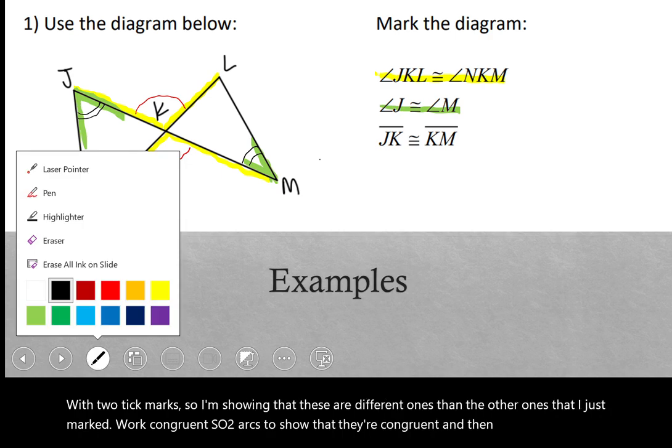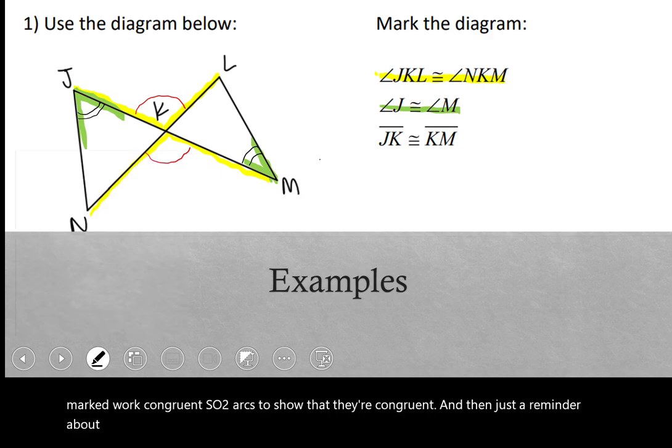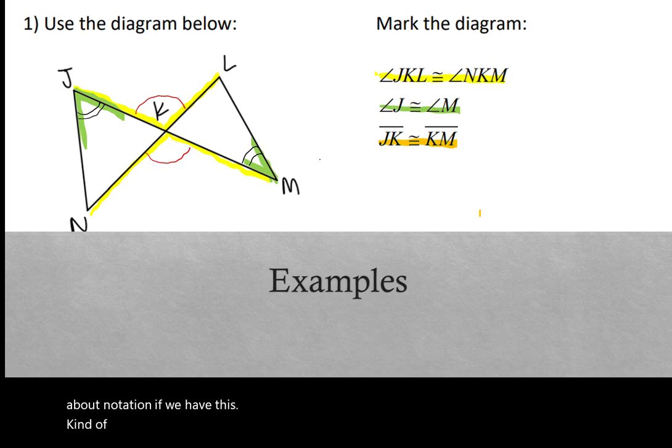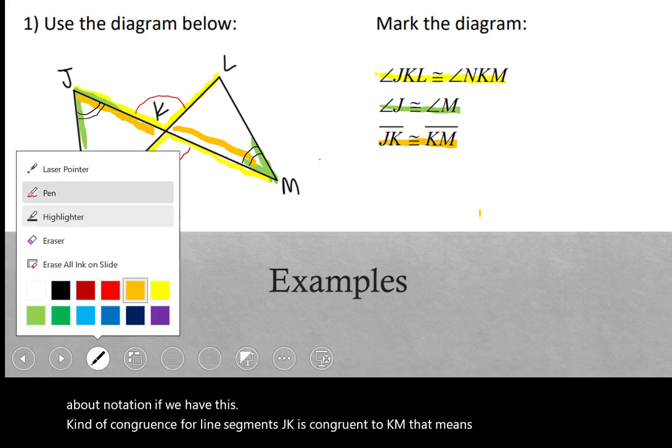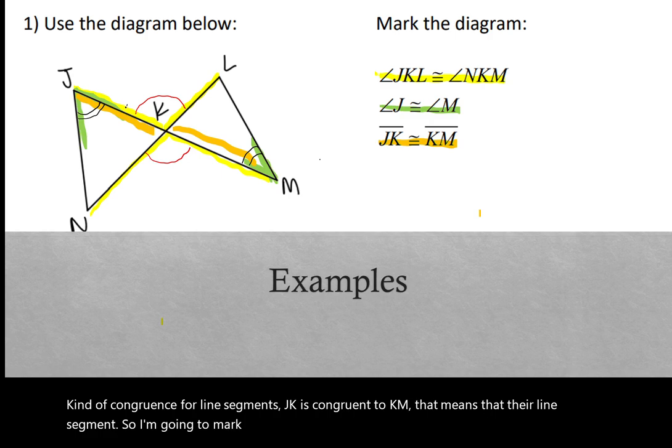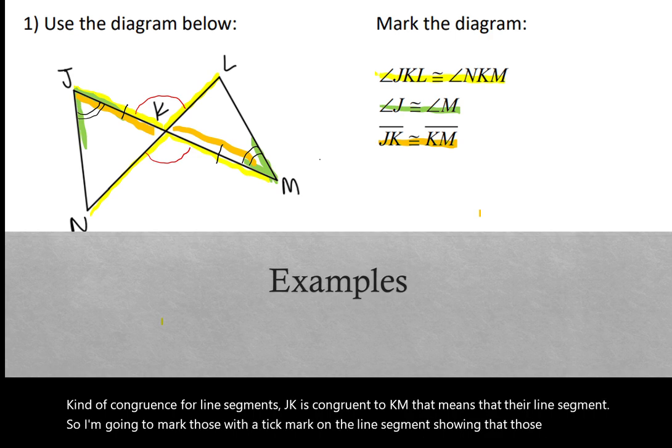And then just a reminder about notation, if we have this kind of congruence for line segments, JK is congruent to KM. That means that's their line segment, so I'm going to mark those with a tick mark on the line segment, showing that those are congruent.